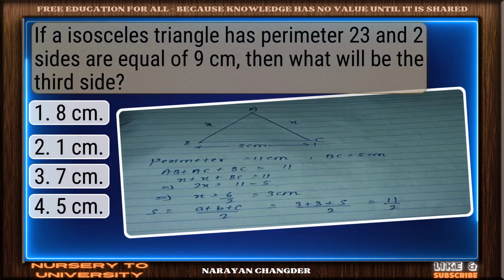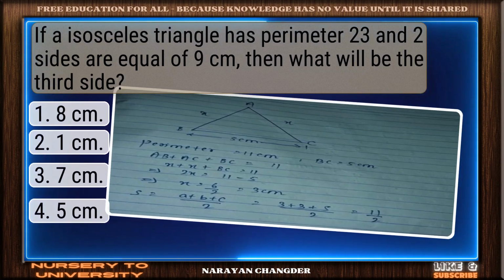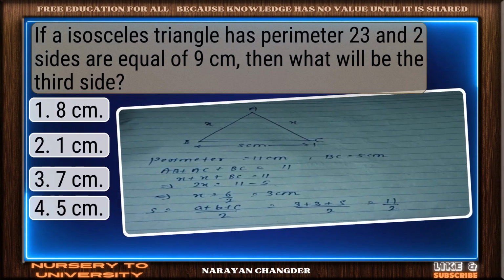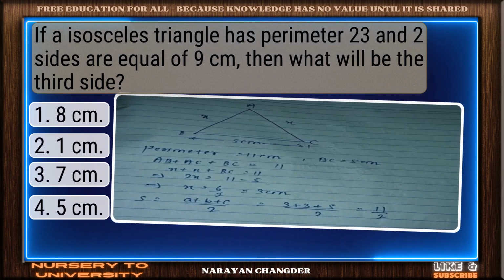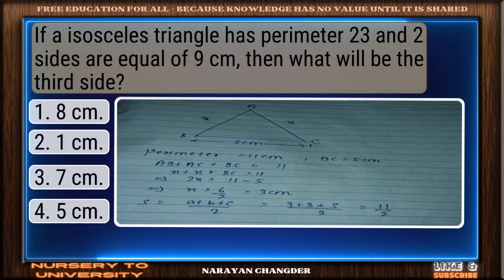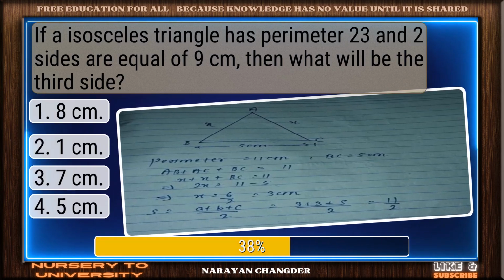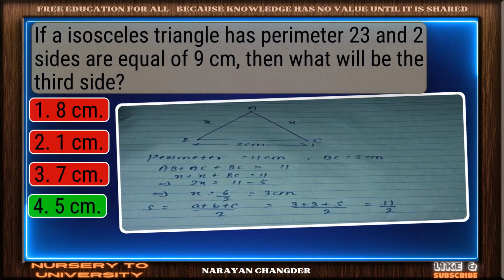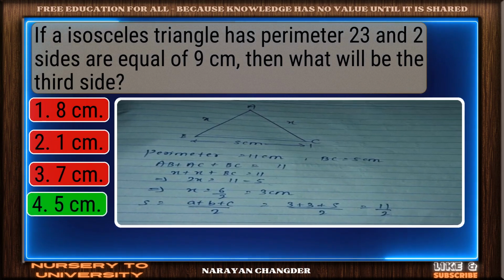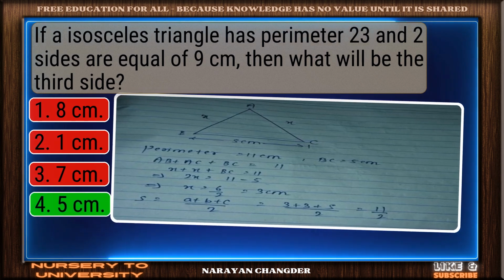If an isosceles triangle has perimeter 23 and 2 sides are equal of 9 cm, then what will be the third side? Smart move. 5 cm is an accurate answer.